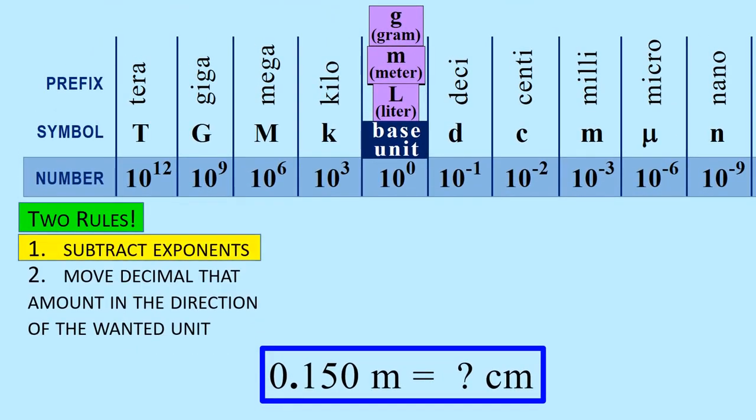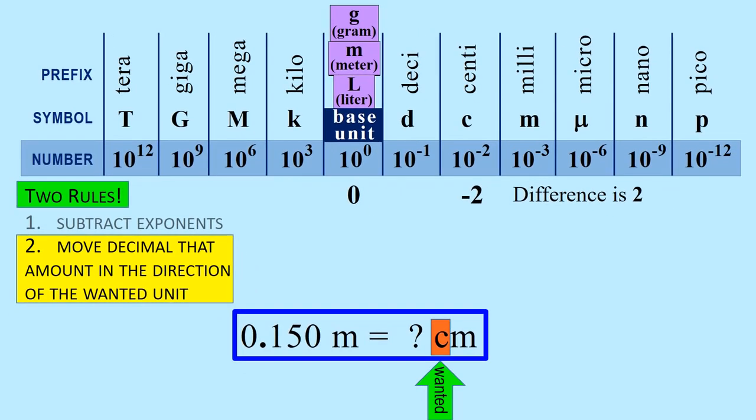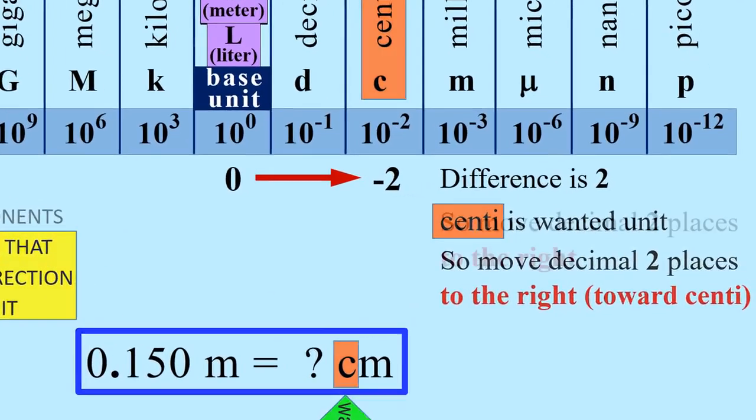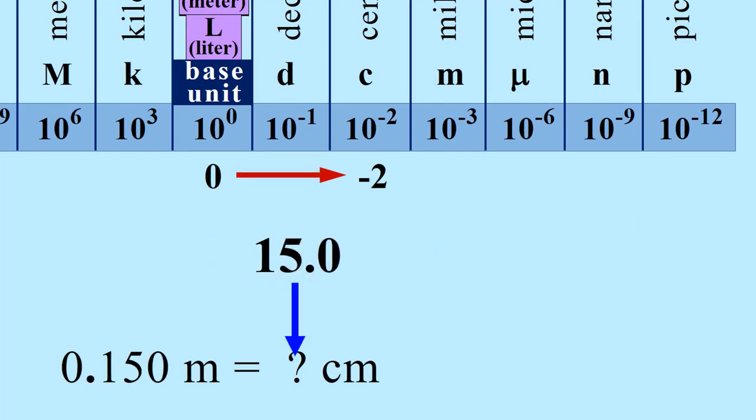The conversion follows two simple rules. First is to subtract exponents, so we have meter with an exponent of 0, and we want to get to centi with an exponent of negative 2. Write down the exponents and subtract, giving a difference of 2. Now we will move the decimal that amount in the direction of the wanted unit. Centi is wanted, so move the decimal 2 places to the right, which is toward centi. Beginning with 0.150, the decimal is moved 2 places to the right, giving 15.0 centimeters.